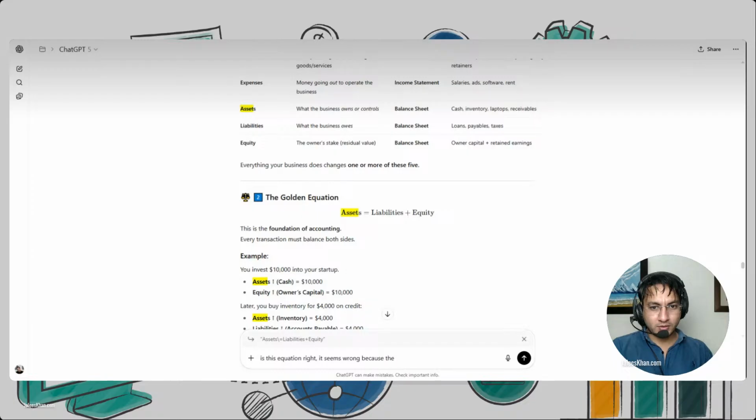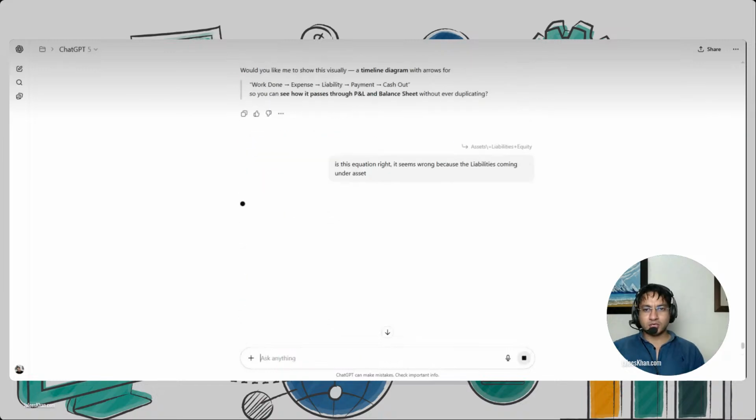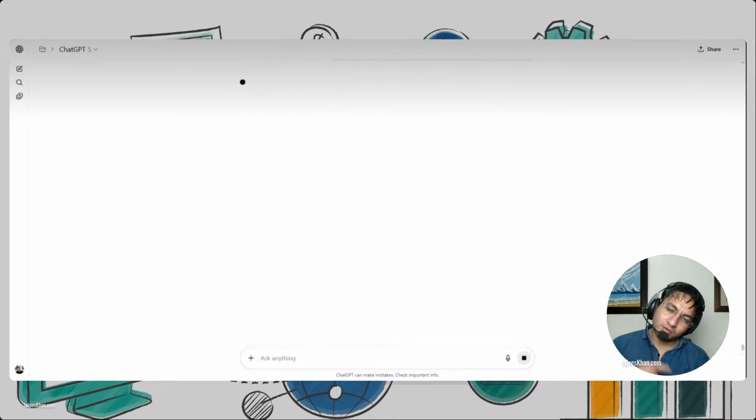because the liabilities is coming under asset. Hopefully, ChatGPT is smart enough to understand my vague language. Thank you.